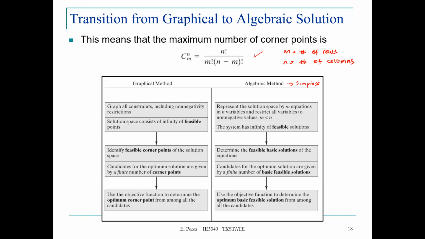In the algebraic method, we represent the solution space by m equations in n variables and restrict all variables to non-negative values. The system has infinity of feasible solutions. We determine the feasible basic solutions of the equations, which are the candidates for the optimal solution and are given by a finite number of basic feasible solutions. Then we use the objective function to determine the optimum basic feasible solution from among all the candidates.